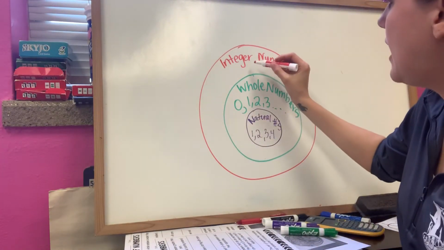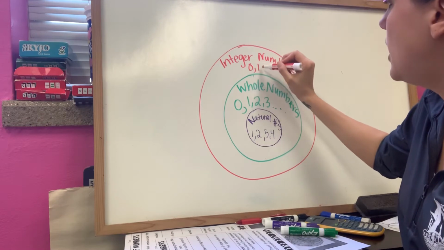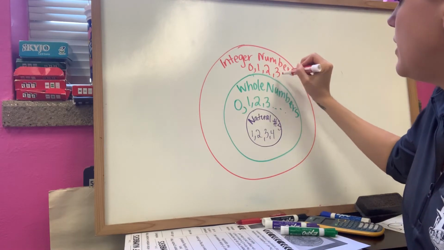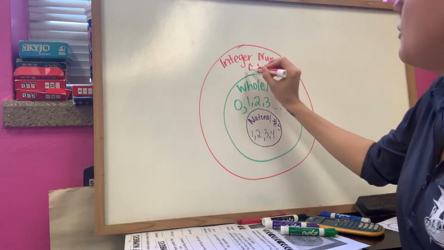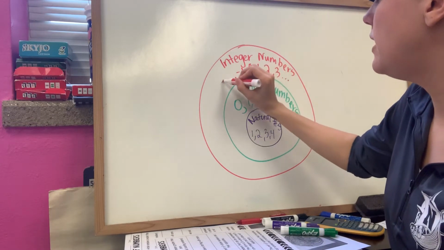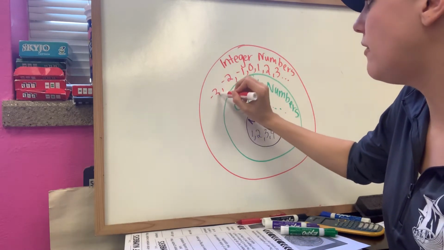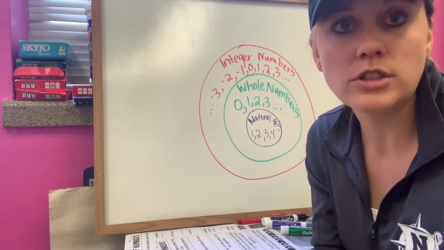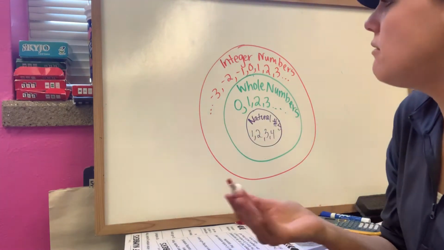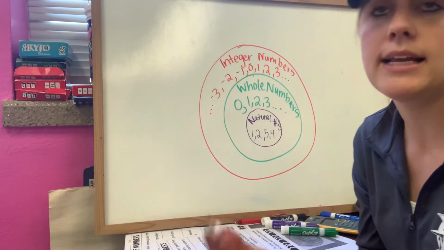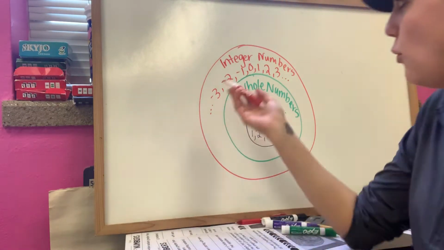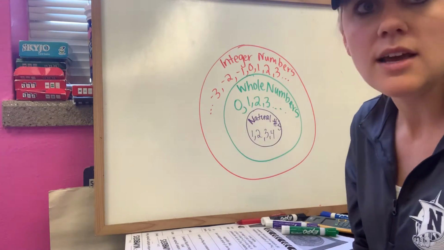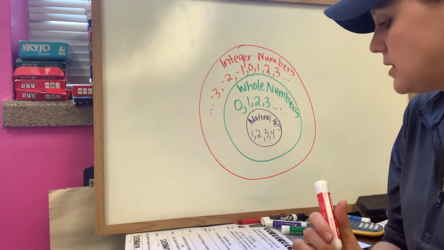So we still have 0, 1, 2, 3, continuing on and on, but we also have -1, -2, -3, continuing on and on. So you guys remember, we've learned integer operations, and that was when we learned adding and subtracting, multiplying and dividing with negative and positive numbers. That's really all that integer means, okay?